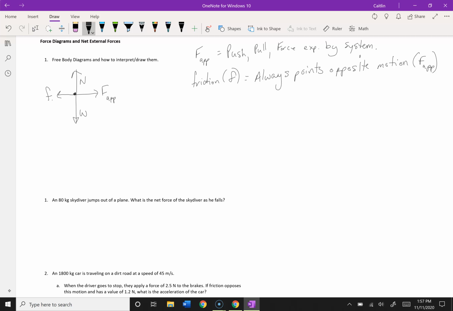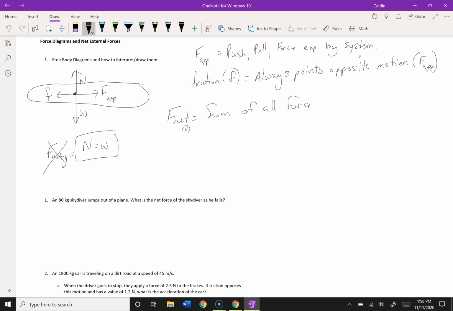Okay? When we go to find F net, for now what we are going to be focusing on is the x direction of our forces, because we're only dealing with XY diagrams. Reason being that in the y direction, the normal force is equal to the weight force. So we don't actually have a net force in the y direction, but we do have an F net in the x direction, and that is going to be the sum of all the forces that are added together to become the net force.